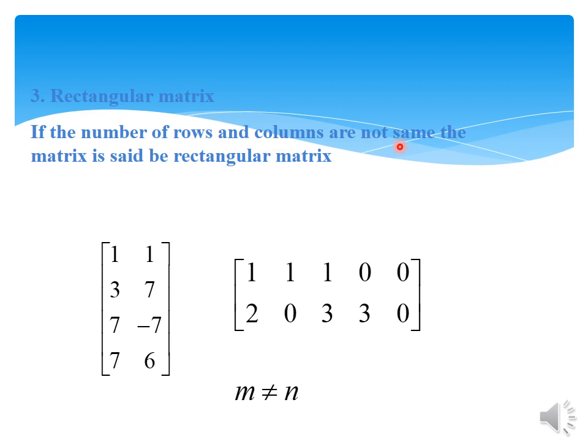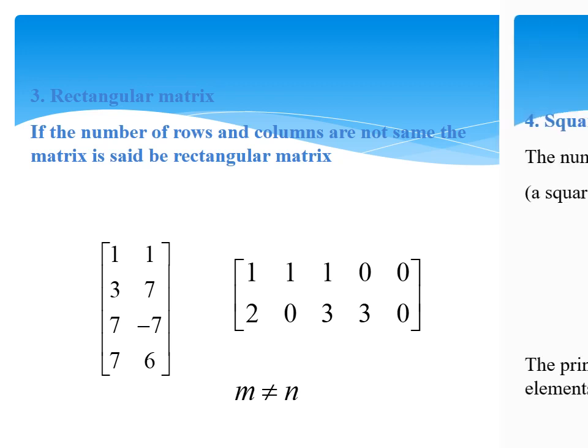Rectangular matrix. So what is a rectangular matrix? If the number of rows and columns are not the same, then the matrix is said to be a rectangular matrix. Simply, here is the example. Here is 1 row, 2 row, 3 row, 4 row, and the number of columns is 1 and 2. So rows and columns are not equal. It means m is not equal to n, where m represents the number of rows and n represents the number of columns. If m is not equal to n, then it is a rectangular matrix.